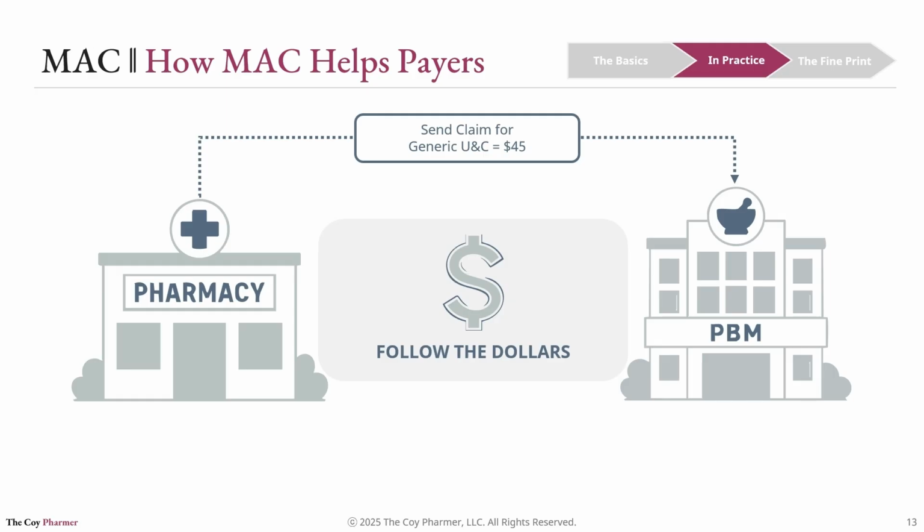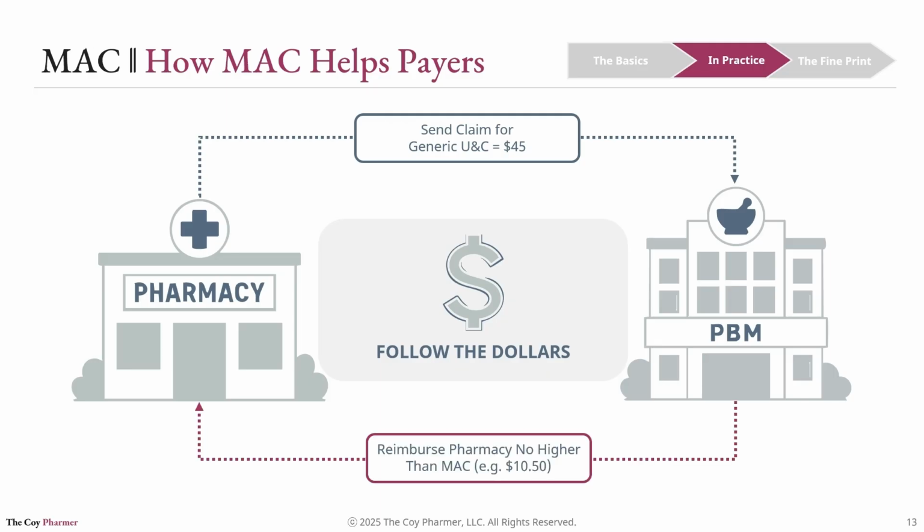So to break this down in the most practical sense, the pharmacy will send the PBM a claim. Typically, that claim will go through at their usual and customary price. In this example, I've offered that the usual and customary may be $45 for this particular fill. The PBM will look at that price, and as long as the MAC is lower than that usual and customary price, they will reimburse the pharmacy at the MAC price. So no matter what the pharmacy has billed the PBM, they will return the MAC price as the actual reimbursement for that particular claim.